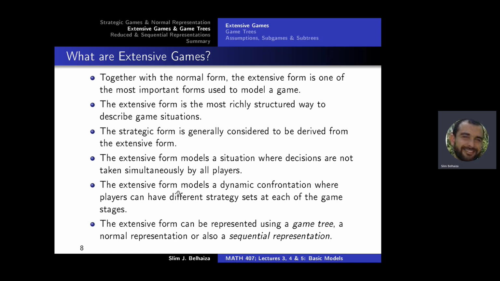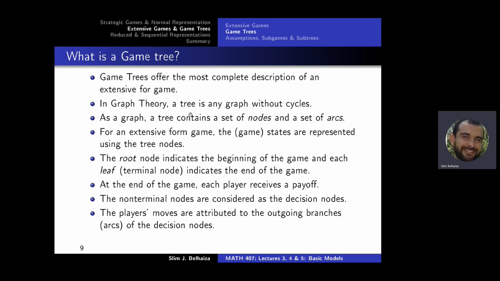So the extensive form models a dynamic confrontation where players can have different strategy sets at each of the game stages. And the extensive form, again, can be represented using what we call a game tree, a normal representation, or also a sequential representation. So let's start first with the game tree representation. What is a game tree?